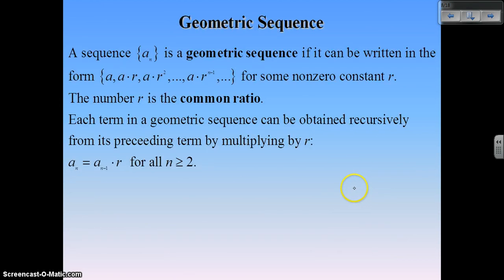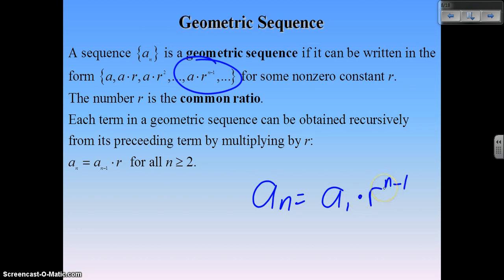A geometric sequence is somewhat similar to an arithmetic sequence, but this time, instead of adding or subtracting the same number every time, you're going to be multiplying or dividing. Technically, you're multiplying every time, just by a fraction. The number that you multiply by every time is called the common ratio. Again, if I may bring your attention to a formula right here: a sub n equals a sub 1 times r to the n minus 1. That is the formula we use to come up with the explicit formulas for a geometric sequence.